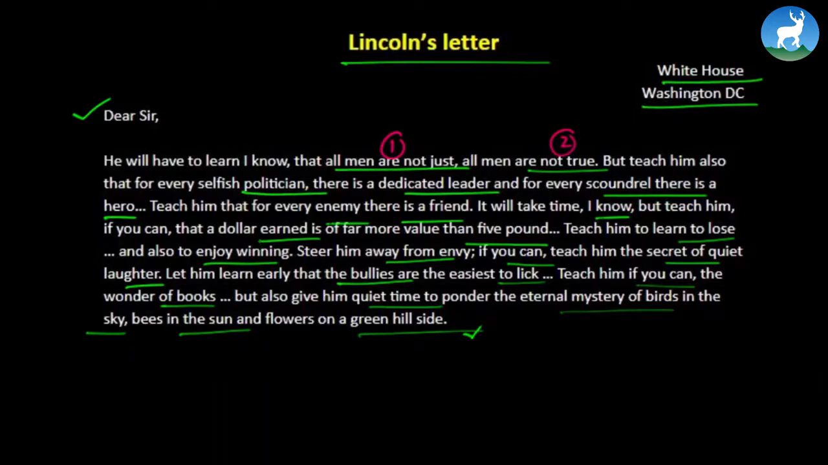A dollar earned is far more valuable than five found, and he should also learn to lose and enjoy winning. He should stay away from envy, and he should also learn the secret of quiet laughter. And bullies are easiest to lick. He should learn the wonder of books, and have quiet time to ponder the mystery of birds in the skies, bees in the sun, flowers on the green hillside. So these are the things Lincoln wants the headmaster to teach his son. So let's go on reading this one.